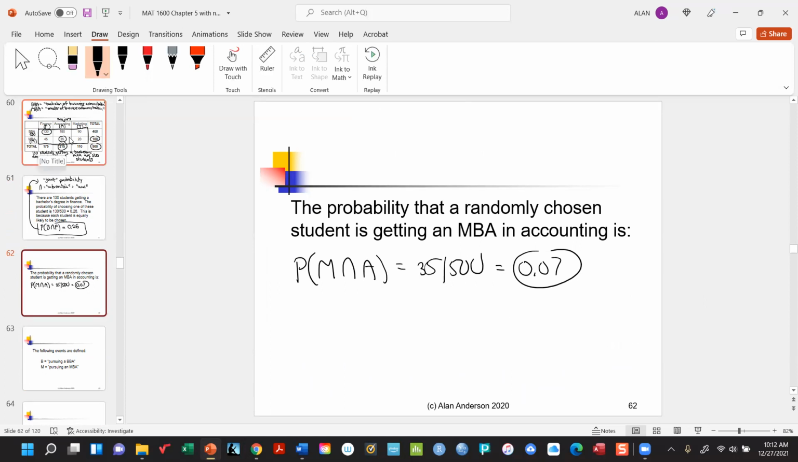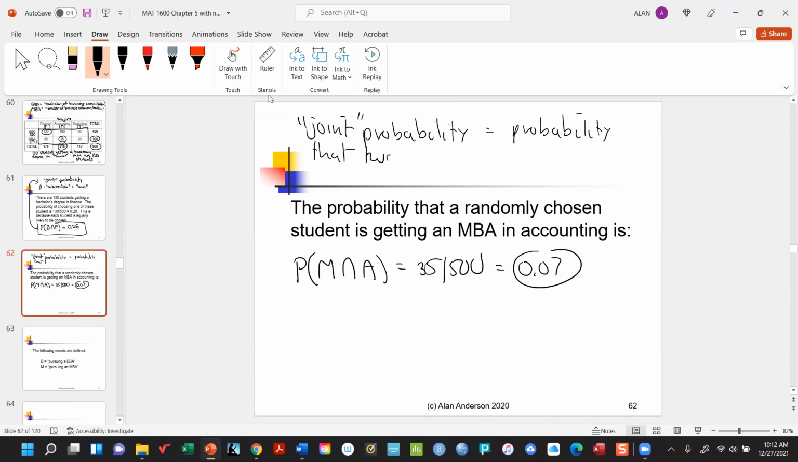So all of them, all the so-called joint probabilities. Just a reminder, joint probability is the probability that two events are both true.